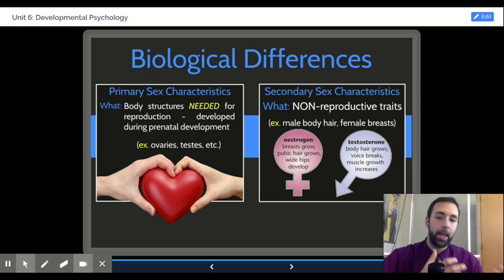On the other hand, everything else that differentiates males from females in terms of voice, in terms of body hair, in terms of breasts, in terms of muscle growth, in terms of hips widening, basically every other non-reproductive trait that differentiates males from females is going to be classified as a secondary sex characteristic. And you can really identify these primary and secondary sex characteristics as people experience puberty because a lot of the secondary sex characteristics are a byproduct of hormone changes. So whether it's estrogen or testosterone level changes, when an individual undergoes puberty, these secondary sex characteristics are way more pronounced.